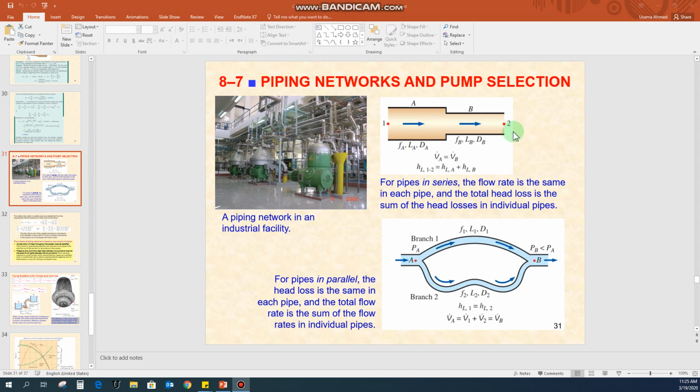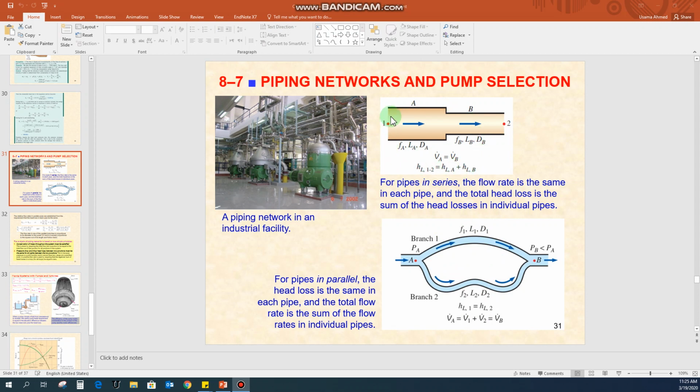Today we have to start this section 8-7, which is about piping networks and the pump selections. So in this section we will see that if we connect different pipelines of different diameter in the series connection or in the parallel connection, then what equations we can use for the volumetric flow rate and what should be the head loss in different pipelines.